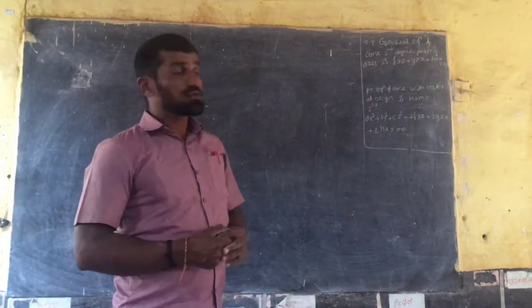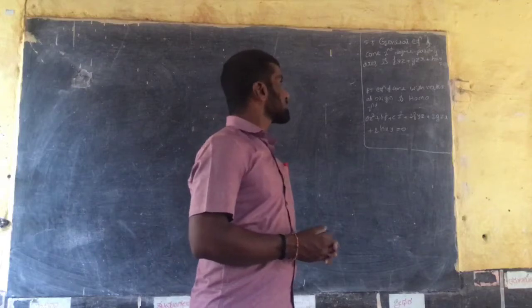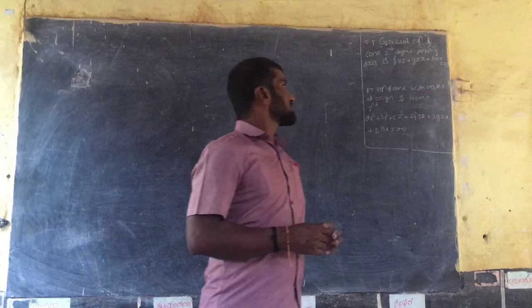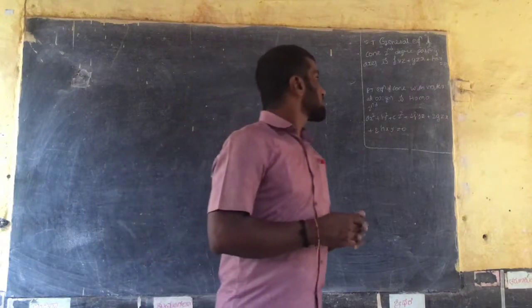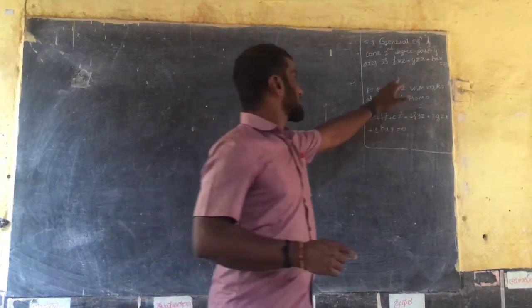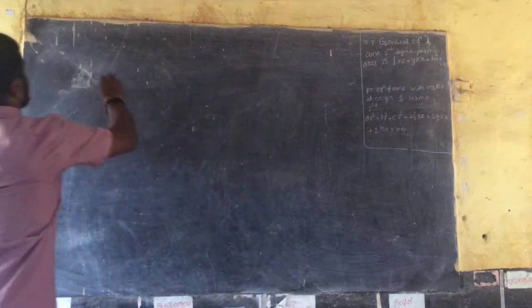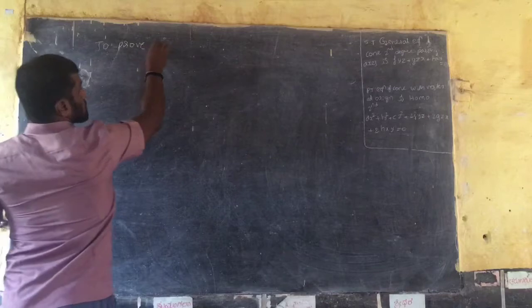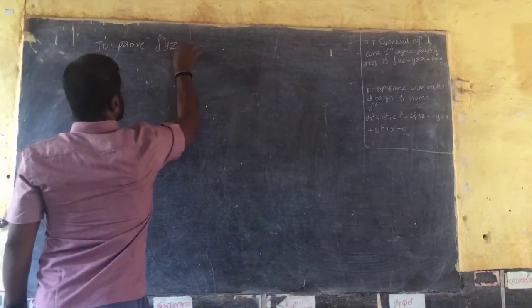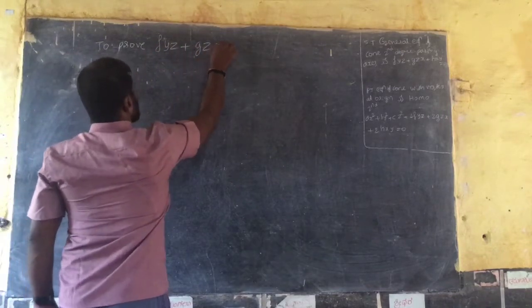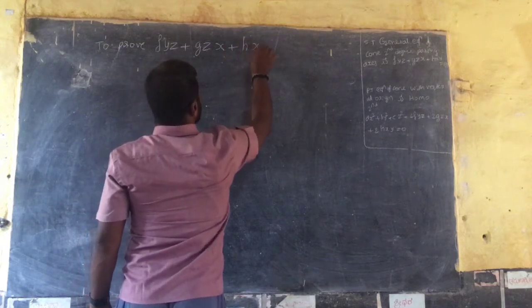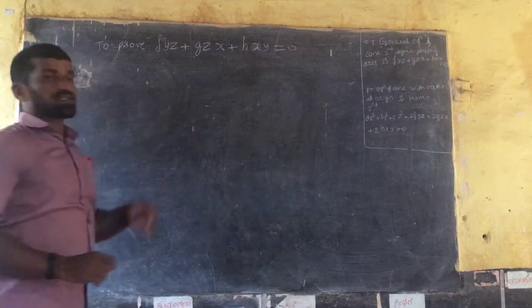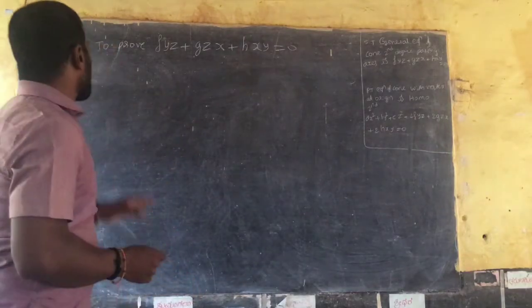Show that the general equation of a cone of second degree passing through the axes is f of yz plus g of zx plus h of xy is equal to 0. So this is the equation, and I want to prove this.